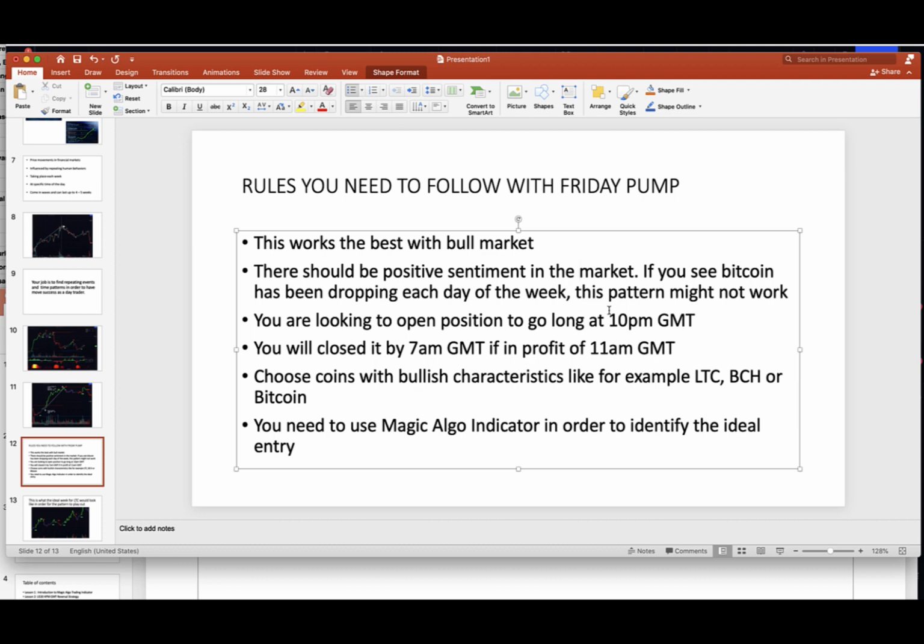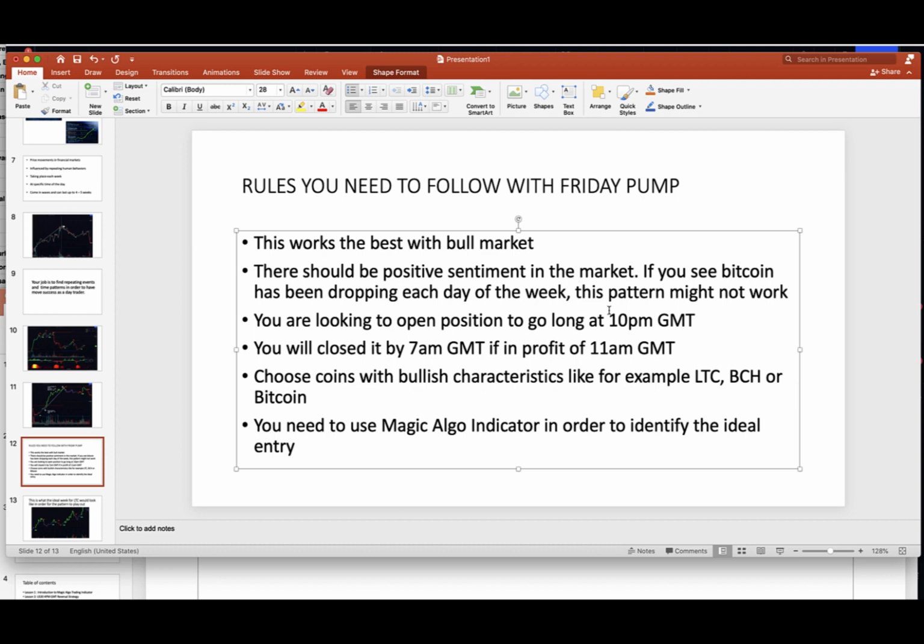At the moment, we had this dump. However, I can still see a positive sentiment. So I believe that this Friday we might have a small pump. However, I'm not as certain as last week or a couple of weeks ago, because it really does work when we have this strong uptrend.